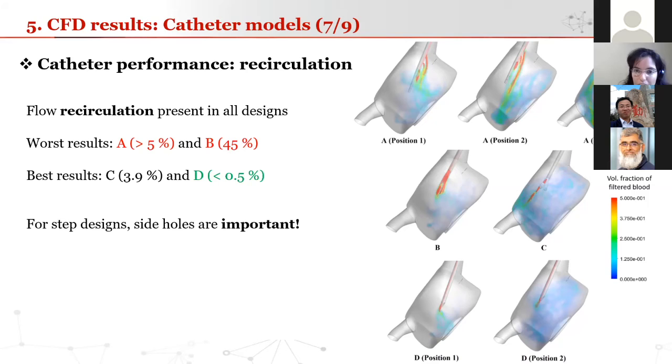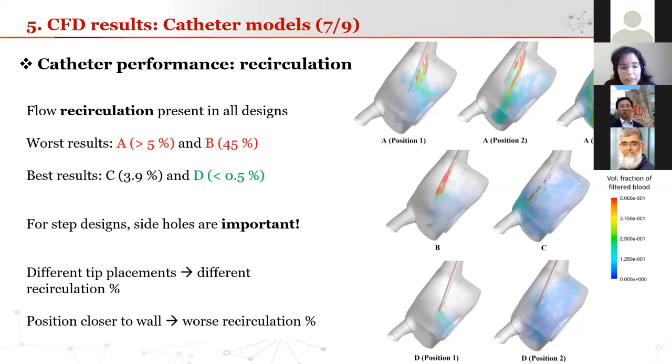If you remember, the difference between A and B was the presence of side holes on catheter A. It allowed the flow to be a bit more spread and not return back into the other lumen of the catheter. So we can speculate that the presence of the side holes is important for this kind of catheter performance quantification.